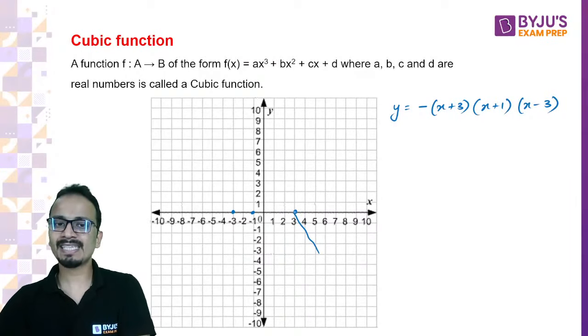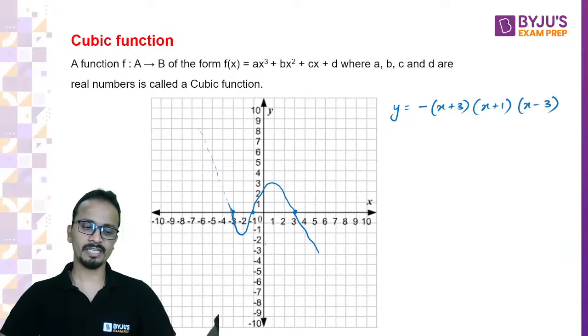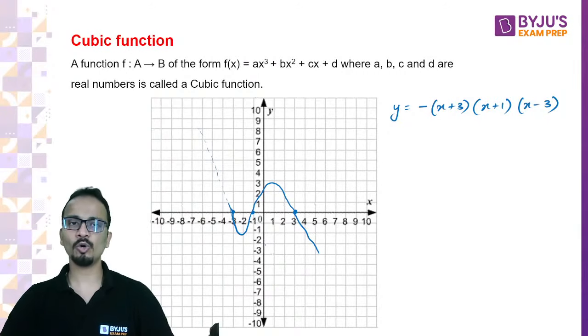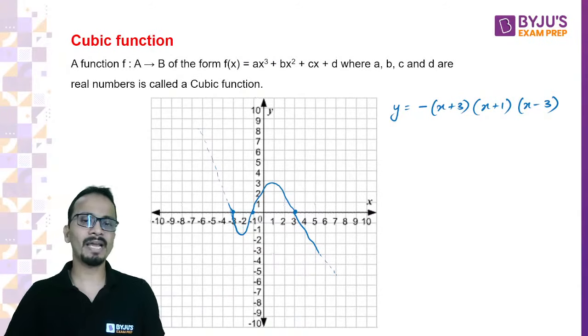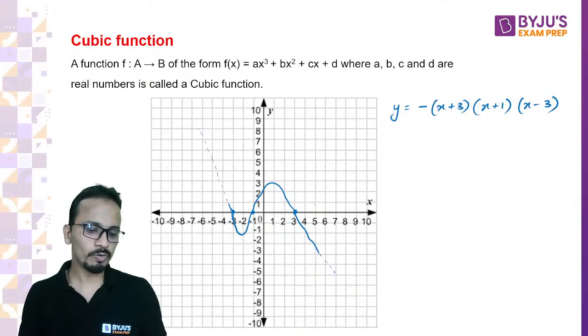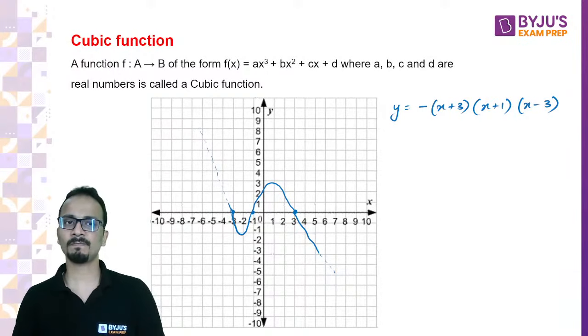It will cross the x-axis at x equal to 3. It will go above the x-axis, again will come back, and intersect at x equal to 1, will go down and come back again and intersect the x-axis at x equal to minus 3, and it will keep on going upwards on the left hand side. On the left hand side, its value will go up till plus infinity. On the right hand side, the value will go down till minus infinity. So this is how we plot the rough graph of a cubic function.